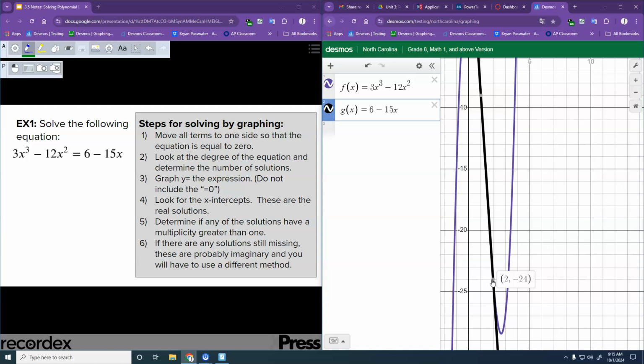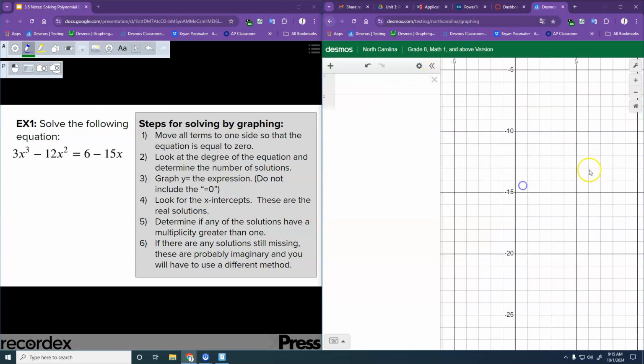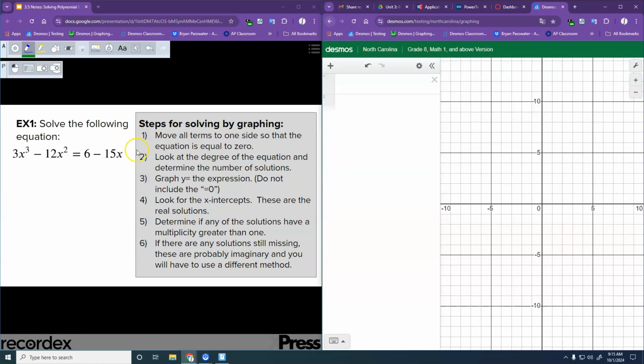So I think 1 and 2 are supposed to be our answers here. But it's kind of hard to see that there's two separate places from the graph. Also, if we do it this way, it's not going to let us know whether we have double zeros or not. So what we're going to do is similar, but we're going to move things around a little bit, okay?